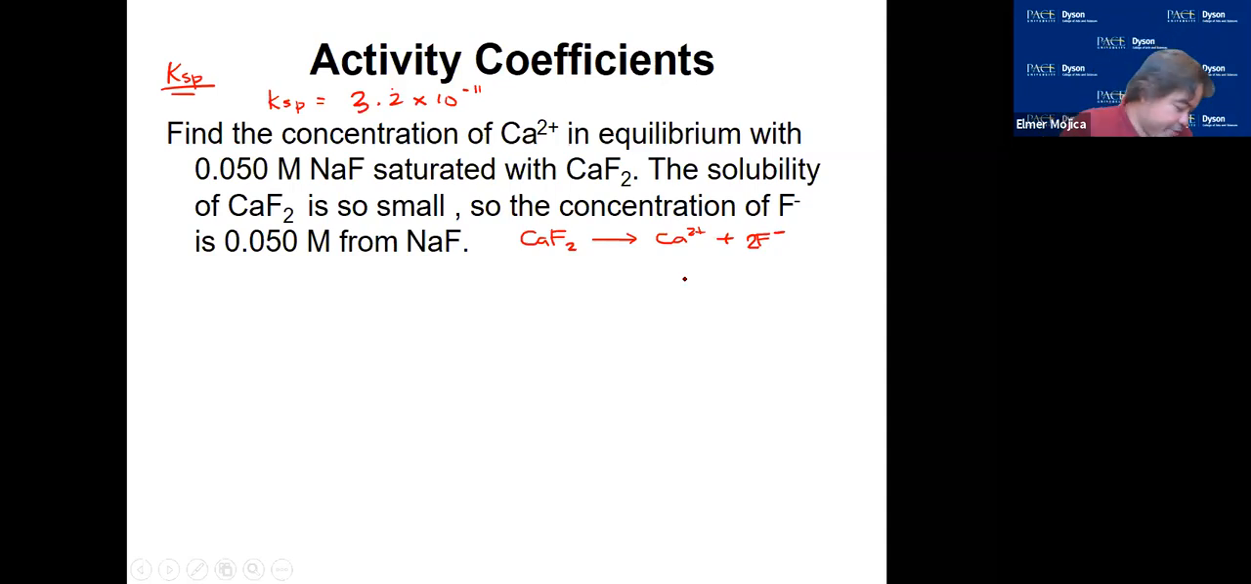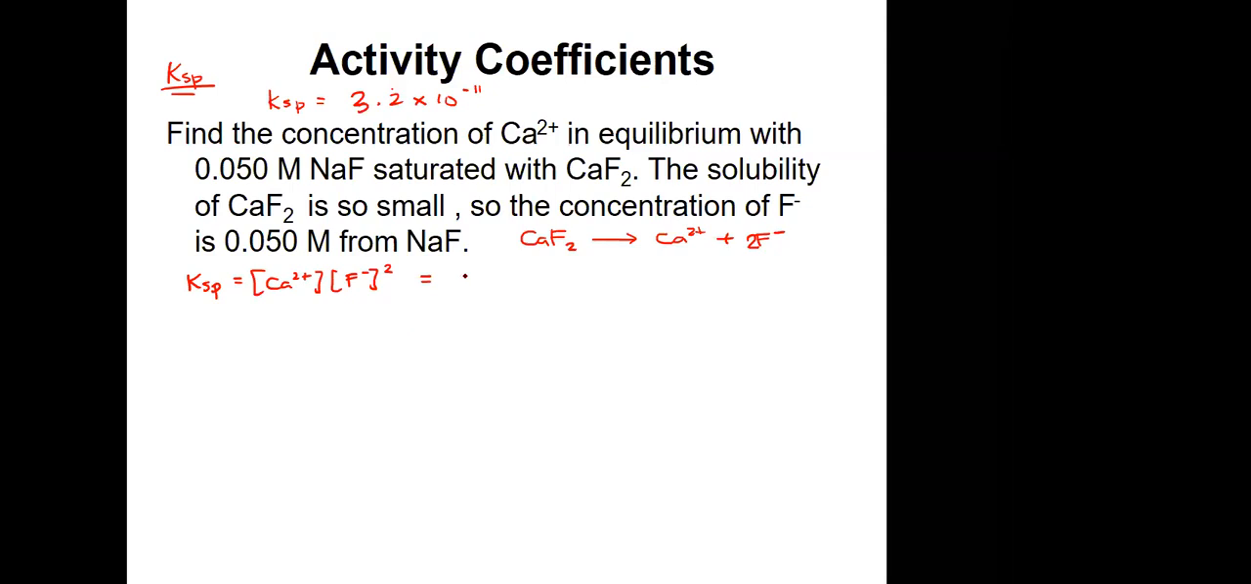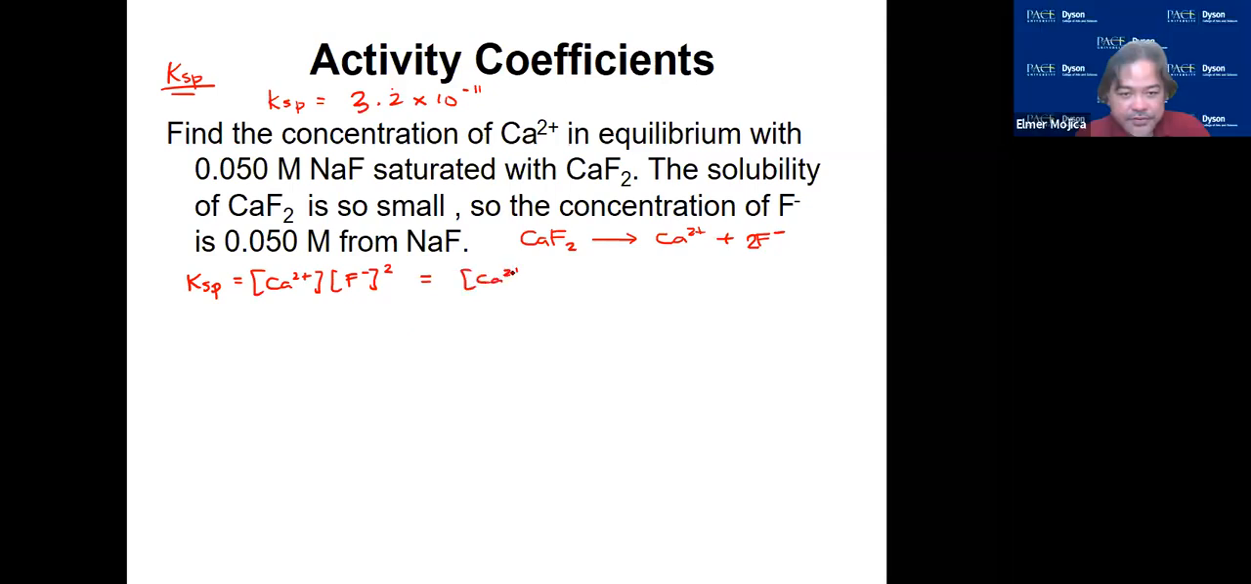That's the starting point because this is a solubility. And if you're going to write the solubility Ksp expression, you will have it like this. But you're going to change it, right? Right. We need the activity coefficients. So Ca2+ times the activity coefficient of Ca2+, and then F- squared times the activity coefficient of F- squared.